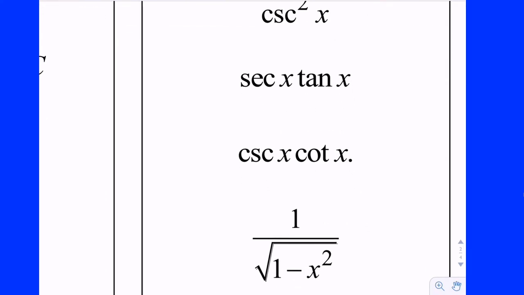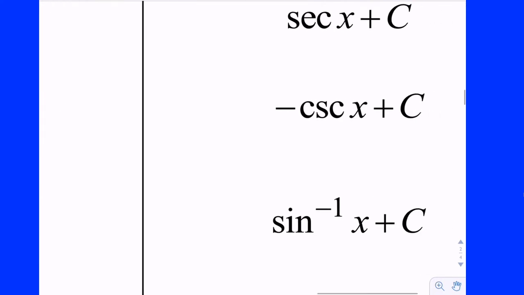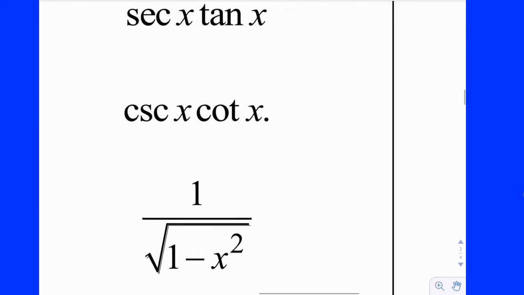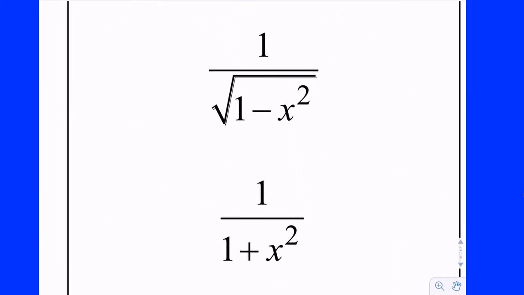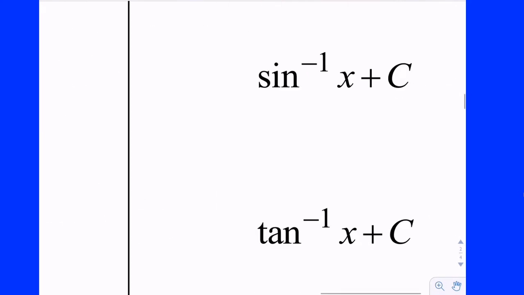How about this? What's the antiderivative of 1 over square root of 1 minus x squared? Arc or inverse sine. Inverse sine of x plus c. All right, all those derivative rules, we've got to know them. What's the antiderivative of 1 over 1 plus x squared? Arctangent of x, or inverse tangent of x, plus c.